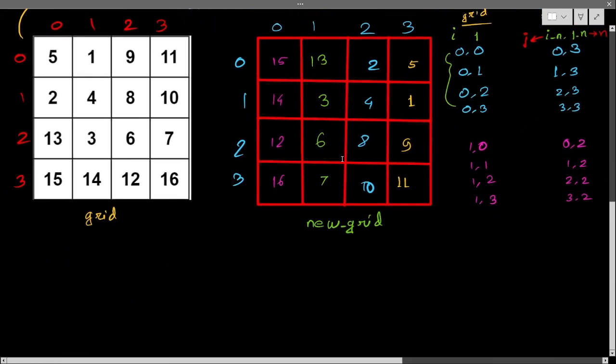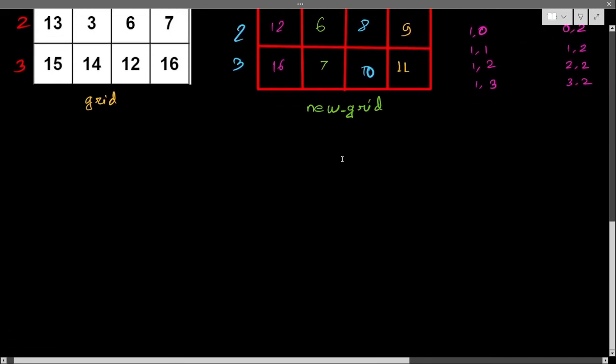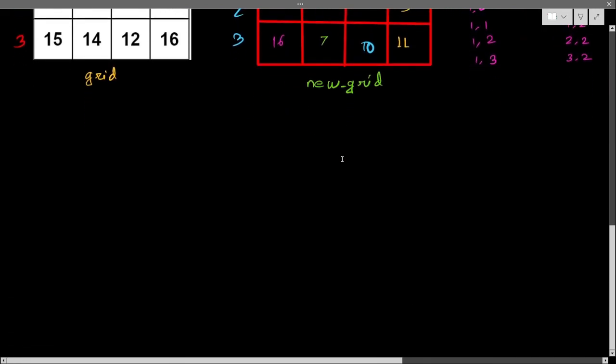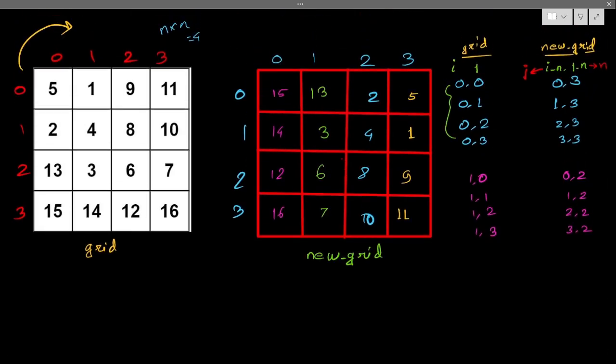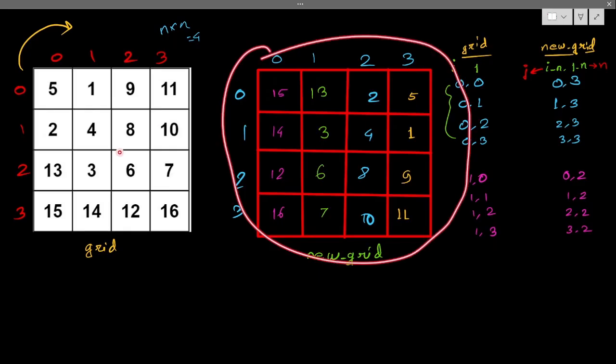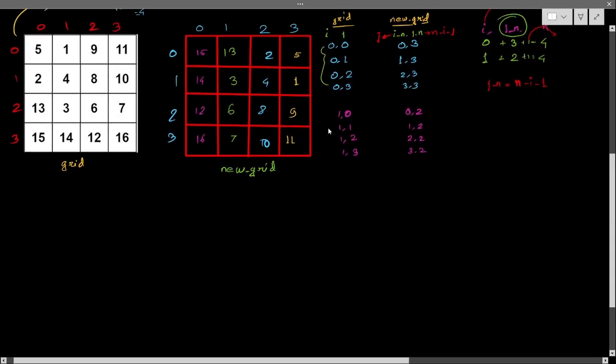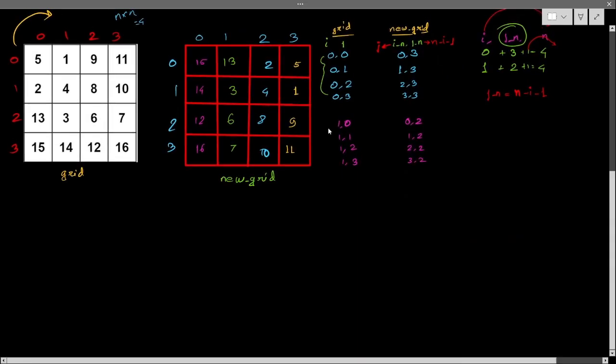The pseudocode will be like this. See, I am creating what? This is my new grid, right? This is my new grid. So I need to create one grid. Okay, so new grid, I did it. So I write a pseudocode.